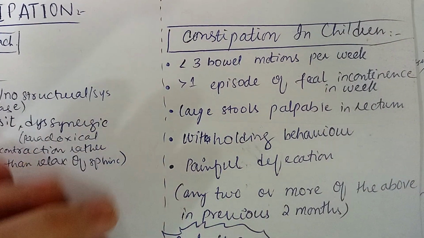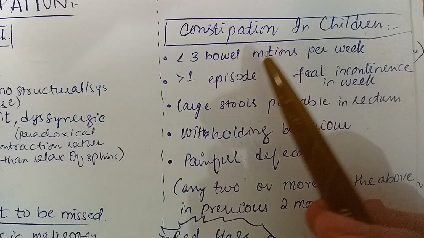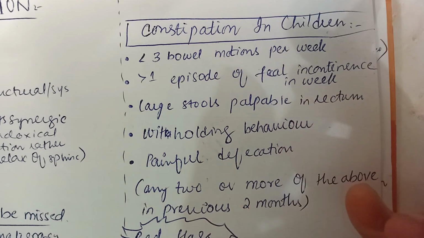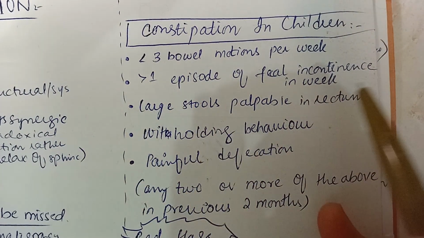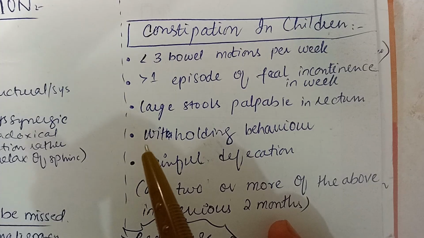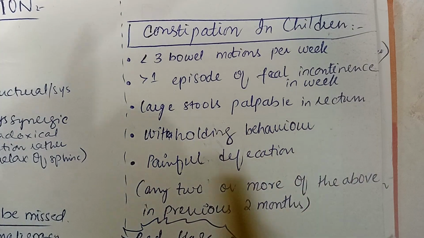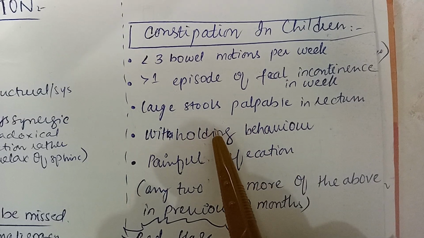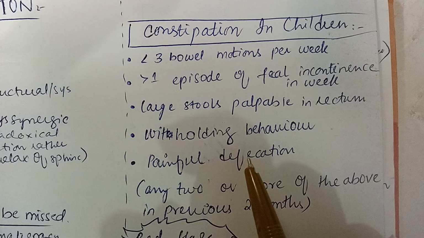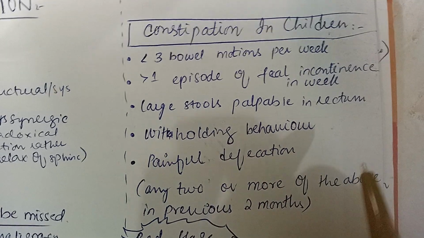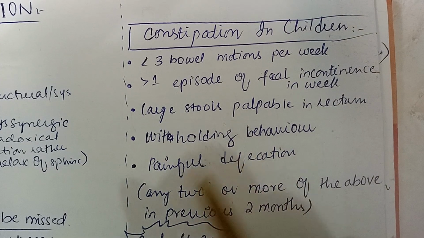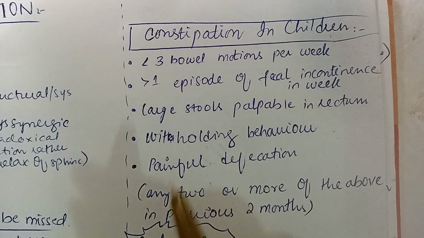Moving forward, we have causes of constipation age-wise. First of all, we have constipation in children. What is considered as constipation in children? If they have less than three bowel motions per week and more than one episode of fecal incontinence in 1 week. There are large stools palpable in the rectum, and there is withholding behavior, for example, reluctance to pass a stool, crying, irritation, stiffness and rigid posture. Then we have painful defecation. Painful defecation can be a sign of constipation in children.